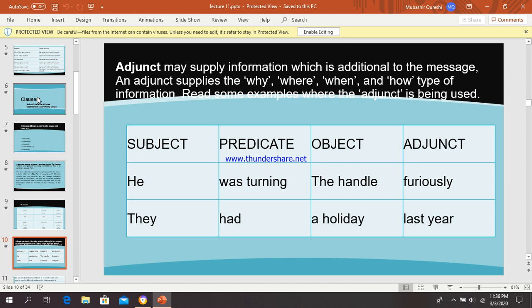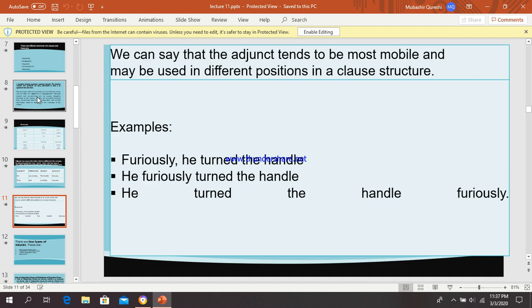Adjunct may supply information which is additional to the message, extra information you can say. Adjunct supplies the why, where, when and how type of information. It tells you why something happened, where it happened, when it happened and how it happened. Read some examples, and then you read few examples. He was turning the handle furiously. They had a holiday last year.